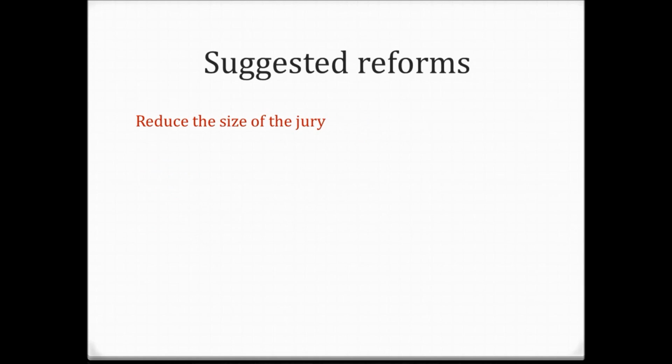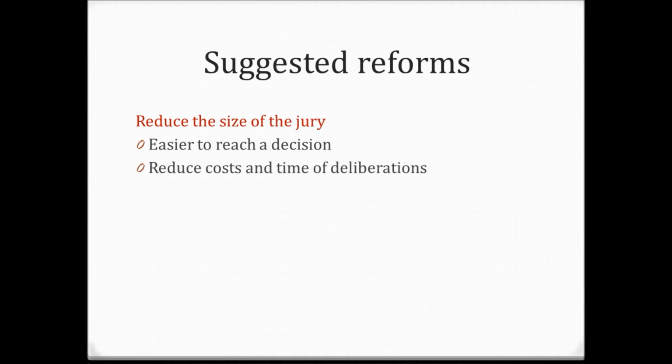Another suggested reform would be just to reduce the size of the jury. Currently we've got 12 for a criminal case and 6 for a civil case. You could potentially look at reducing that down to 10 or 8 for a criminal case, or down to 4 or 5 for a civil case. That would make it easier for the jury to reach a decision because fewer people have to agree.